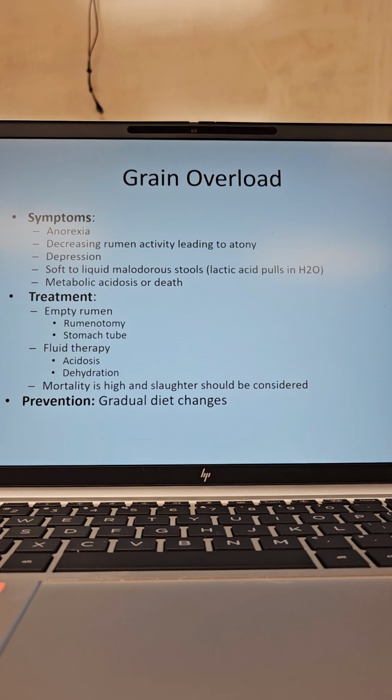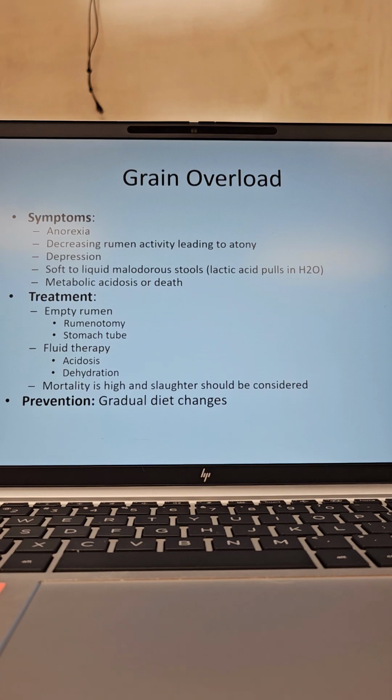Treatment: you got to empty that rumen. You can do it via stomach tube, passing a tube down the throat into the stomach, flushing it out. A lot of times you're going to kind of pump the stomach. You're going to fill it with water or saline, and then you're going to dump it out, suck it out. Or you do the rumenotomy. You're going to cut into the stomach and you're going to empty it out. Okay. Very expensive procedure to do.